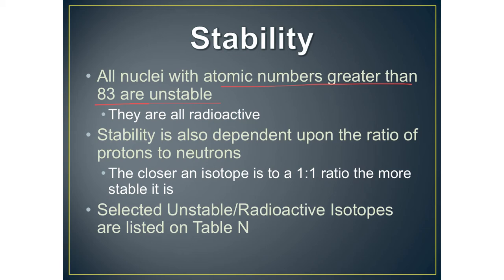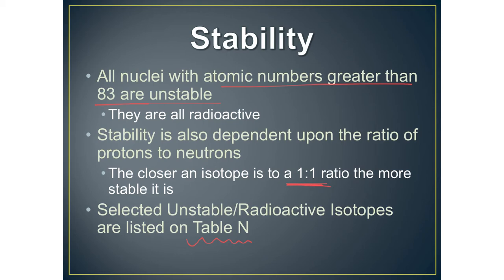All right, there's another thing that affects the stability. When you look at the ratio of protons to neutrons, the closer that ratio is to 1:1, the more stable you could predict that that particular isotope would be. For example, in carbon-12, 6 protons, 6 neutrons, so it's got a perfect 1:1 ratio. Carbon-14, 6 protons, 8 neutrons, so as you start to deviate from that 1:1 ratio, it's more likely to be unstable.